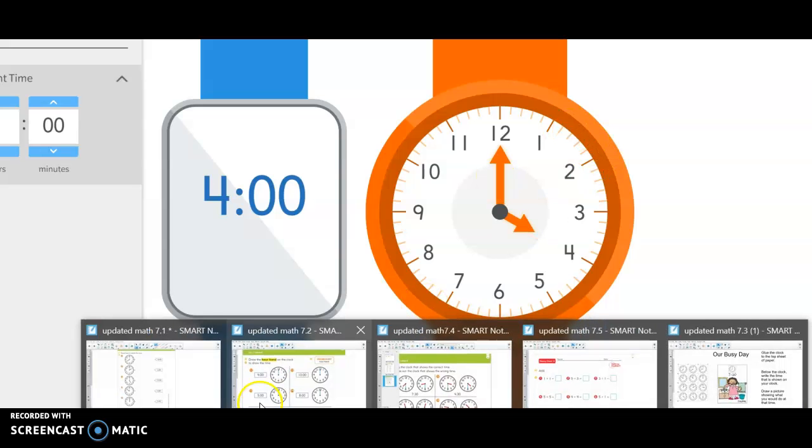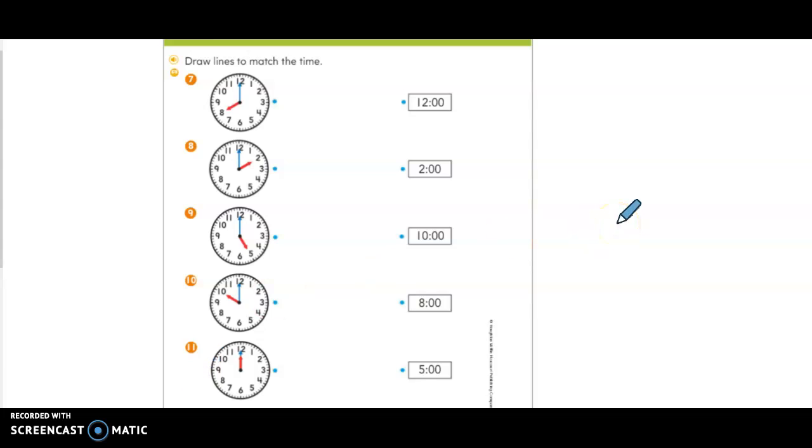So when we go back to our workbook here, let's start with number 7. Check the hour hand. See what hour it is pointing to. And our minute hand is pointing to the 12, which we know is o'clock, which is represented by the 2 zeros. So see if you can find 8 o'clock over here on the digital. Yep, I see the 8 right here. Good, draw a line to match.